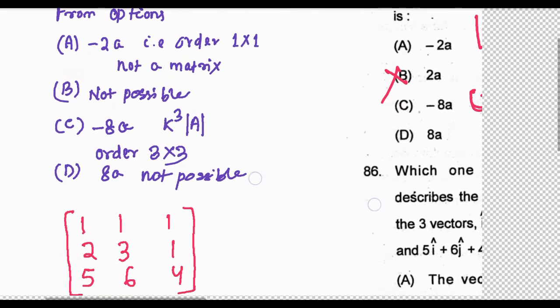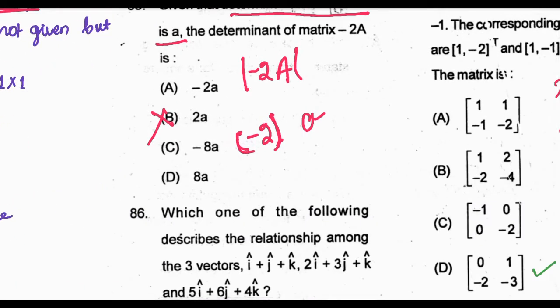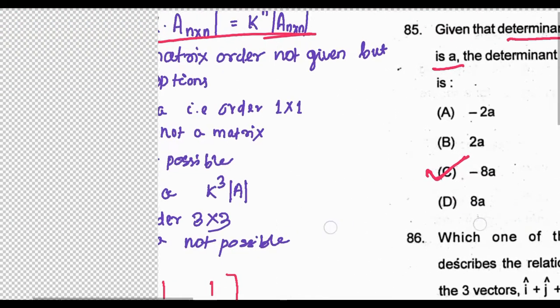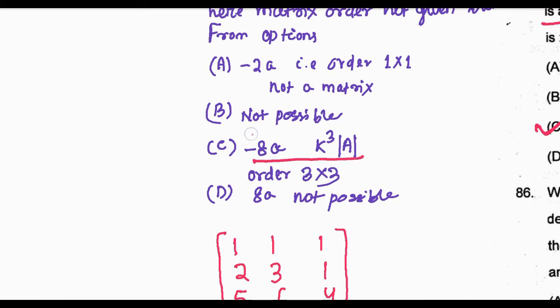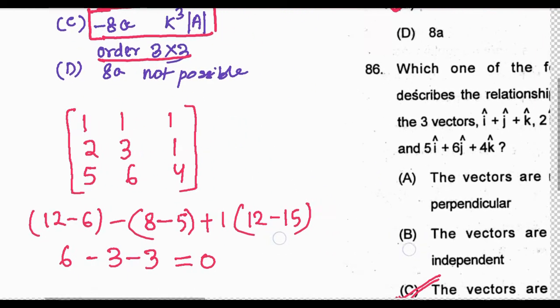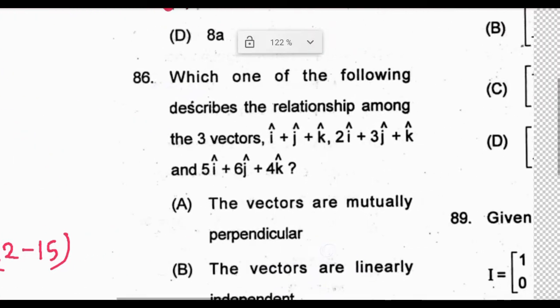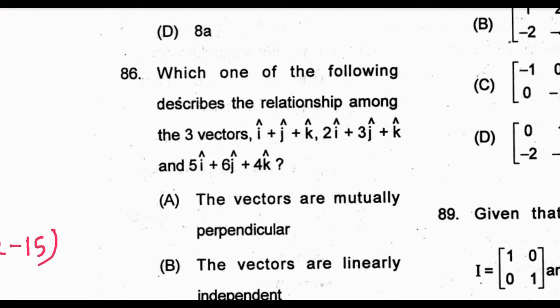Option D is 8a. When n will be 3, this will be minus 8a, not 8a. So this is also not true. So here I can consider option C to be the correct answer, and n to be 3, for n is equal to 3, k to the power 3 into the determinant of a is equal to minus 8a. So here the answer is 3. Answer is C.